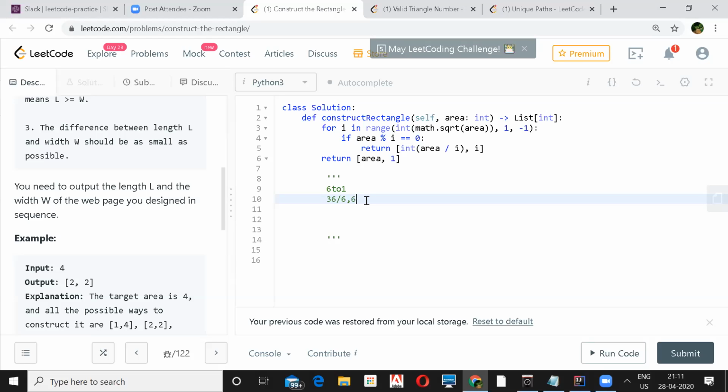Otherwise, if you don't get any factors, you return 1 and area. Because after that, if 4 is a factor, then you'll have 36 by 4 and 4. Here your difference will be 5, and in the previous case your difference will be 0. The farther you go, the difference will start increasing. Basically 1 will be the worst case, because that is where the maximum distance will be. That's why we are iterating from the back.